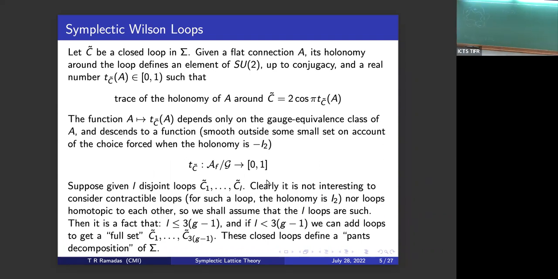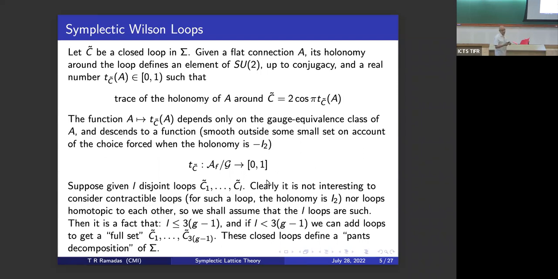Now, given a flat connection, you can take the parallel transport around the loop, and that will give an element of SU2, but it's well defined only up to conjugacy. But if you take the trace of that, it's well defined, it's gauge invariant. You can write it as, because the group element will be conjugate to an element of the kind e to the i theta, e to the minus i theta, the trace of that will be twice cos of an angle. So you get this function which associates to every gauge field a real number in the range 0 to 1.